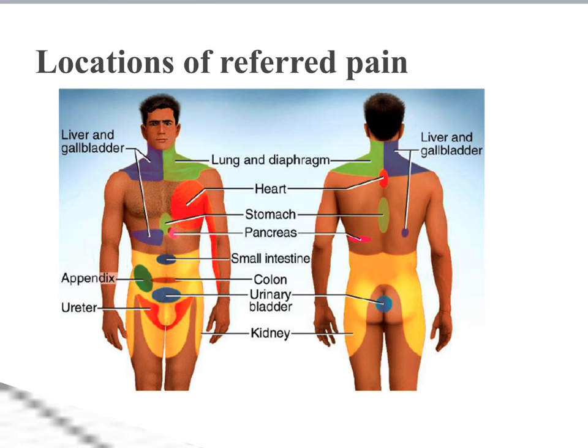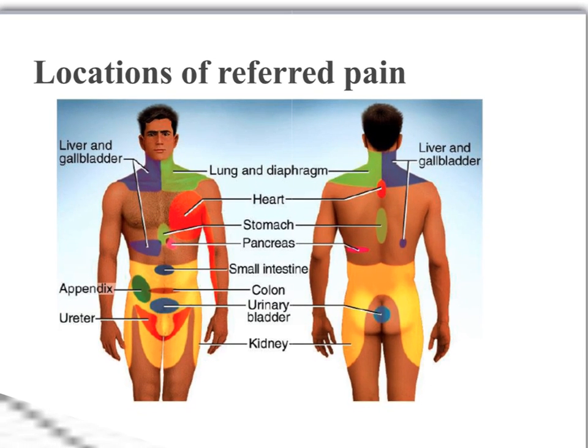So this diagram just has a few other examples of referred pain. So I could have gallstones, so I'm feeling some inflammation in my gallbladder, which is located here. But because of referred pain, I go to the doctor complaining of pain in my neck and shoulder on the right side.